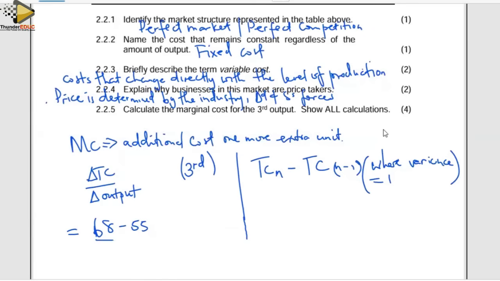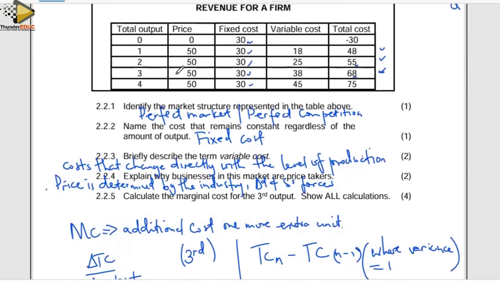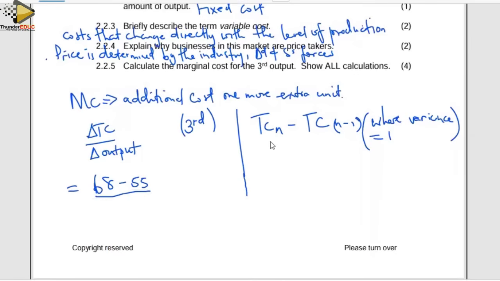And we divide this by the change in output, which is our output at third is 3 units, and our output at the prior is 2 units. So it's 3 minus 2. So what are we going to get there? 68 minus 55 is going to give us 13. And we divide by 3 minus 2, which is going to give us 1. So our marginal cost is going to be 13.